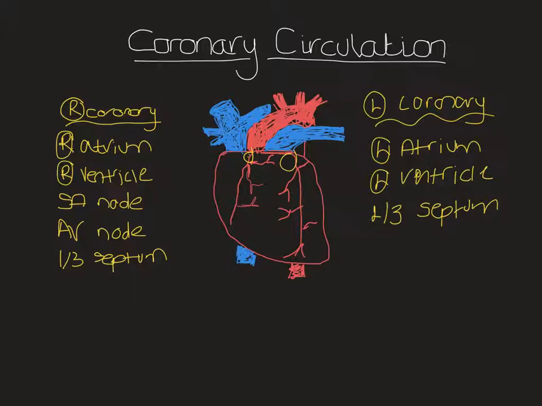The right and the left coronary arteries also have branches. So the left coronary artery divides into the left anterior descending artery and also the circumflex artery. The right goes around to the back and also becomes the posterior descending artery. It also gives off a marginal branch.